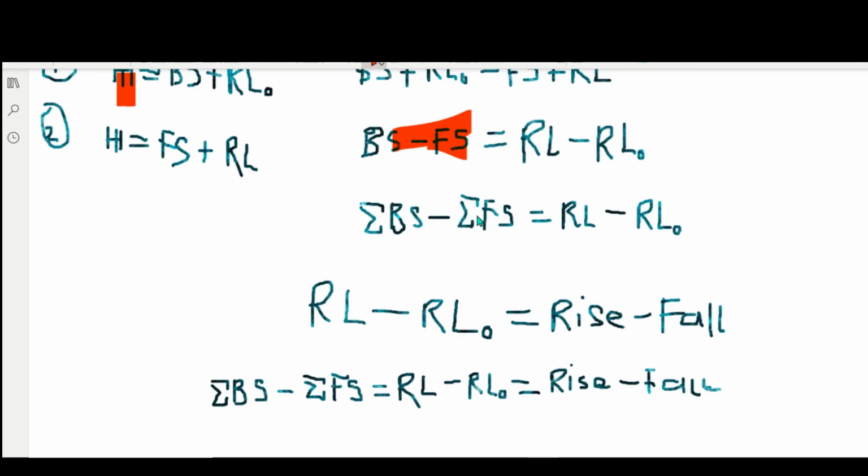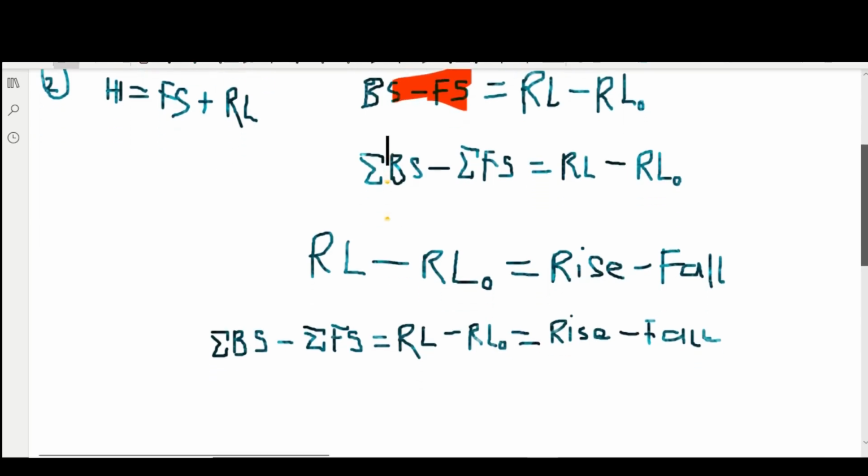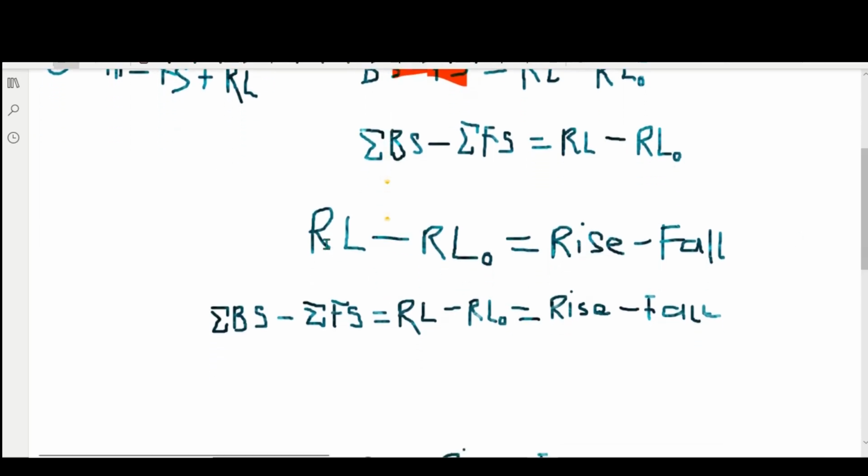Yeah, by the time we subtract, this is what we're going to be having. Okay, now let's go further. We know that final reduced level minus initial reduced level is equal to rise minus fall. That is a statement which is true. And since we know this, we now equate backsight minus foresight is equal to final reduced level minus initial reduced level is equal to rise minus fall.